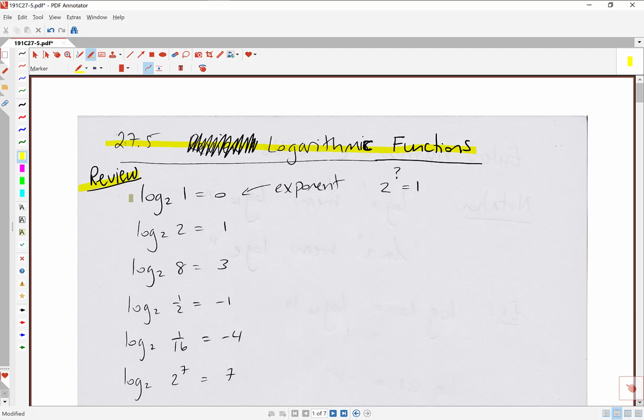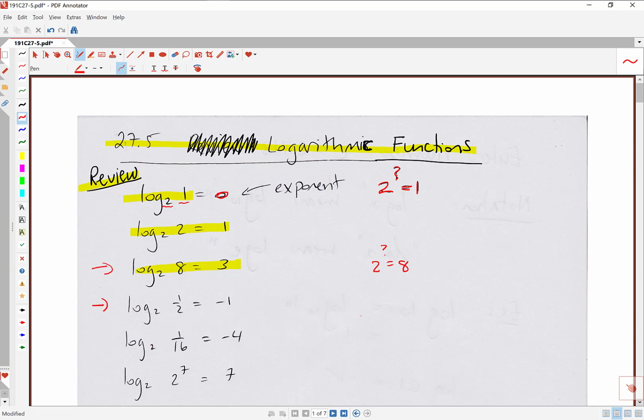Let's say someone asks us to calculate log base 2 of 1. Okay, well, what we're calculating here is an exponent. It's the exponent that goes on 2 to make 1. So you can ask yourself, 2 to the what equals 1? So for example, let's say log base 2 of 8, we'd say 2 to the what makes 8? Well, it's 3. So log base 2 of 2 is equal to 1.